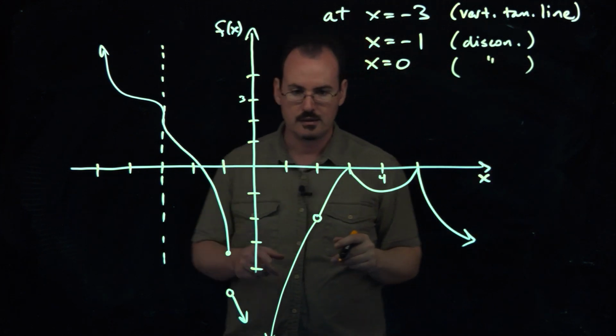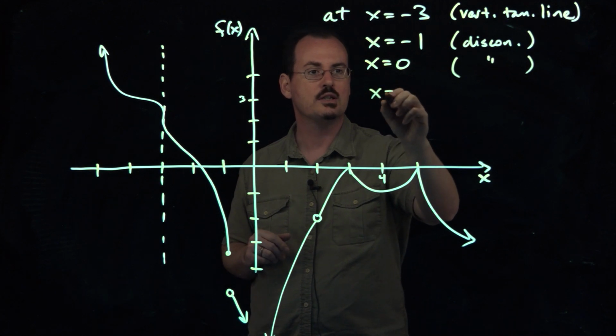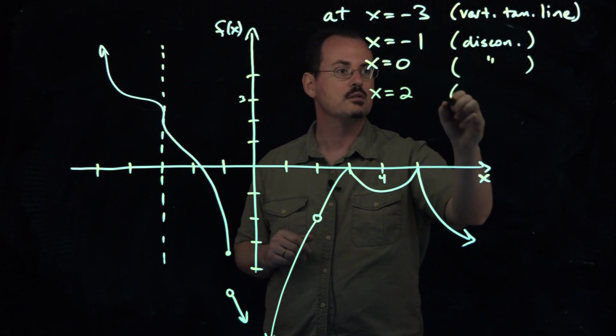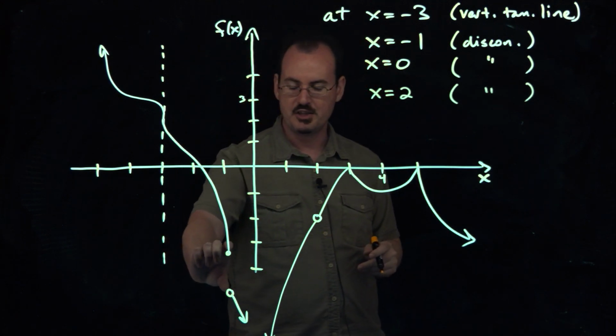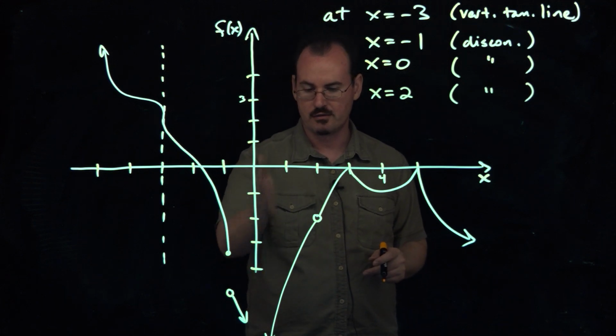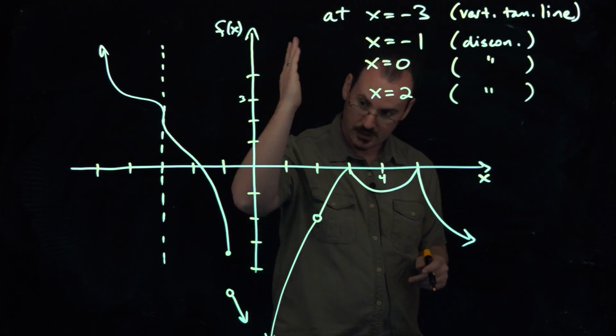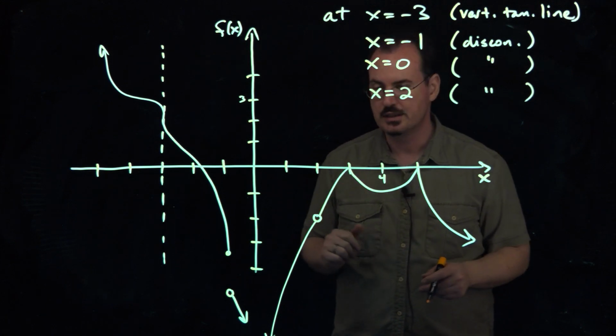And then at x equals 2, another discontinuity. That's a hole in the graph. So same reason here, again, although this one we had a jump discontinuity. The other one was a vertical asymptote, and then a hole in the graph is also a discontinuity.